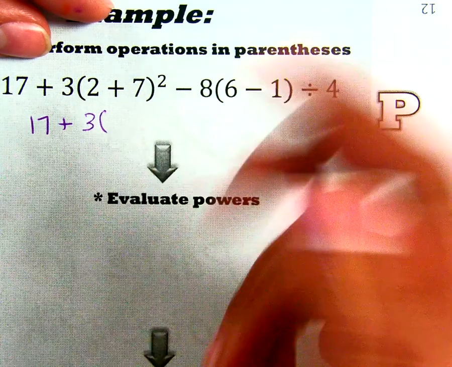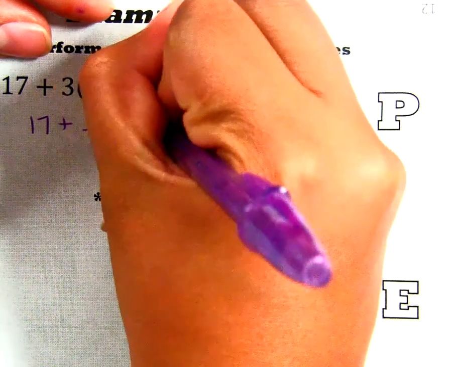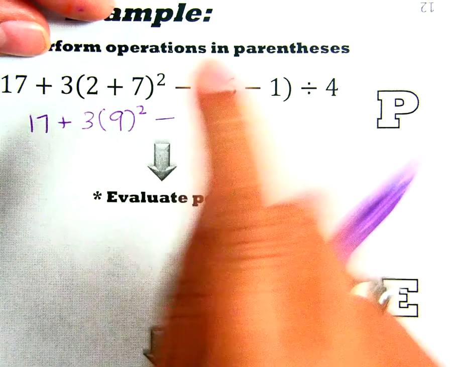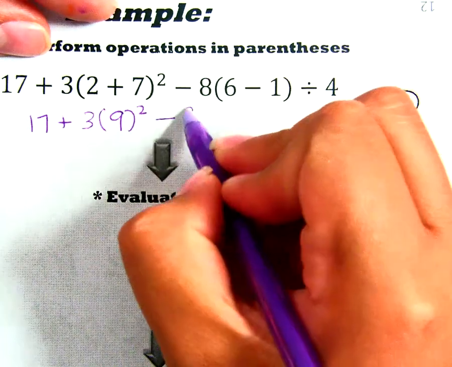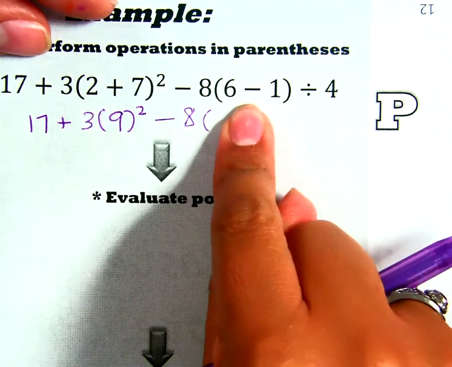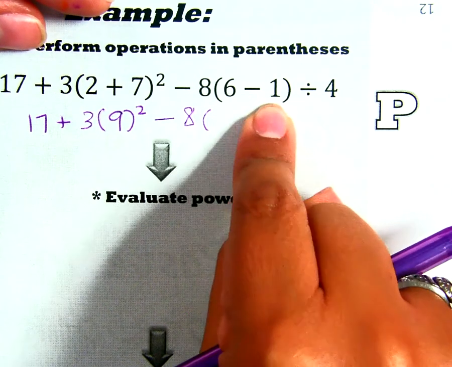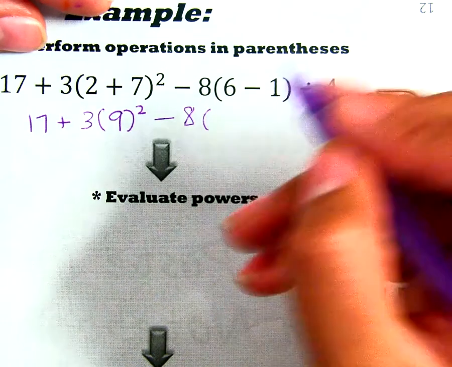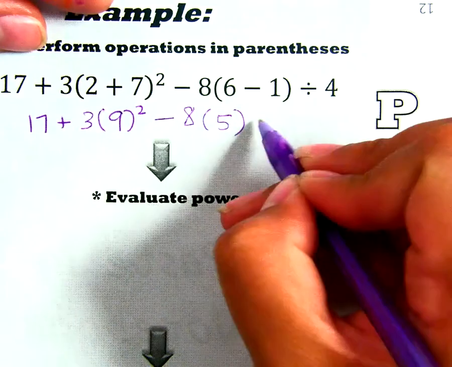9. We're going to leave the exponent. We're going to bring down our subtraction sign. Bring down the 8. Oh, we hit parentheses again. Okay, so let's simplify that. What's 6 minus 1? 5. And then we have divided by 4.